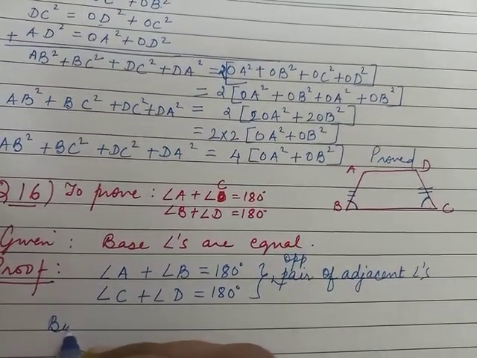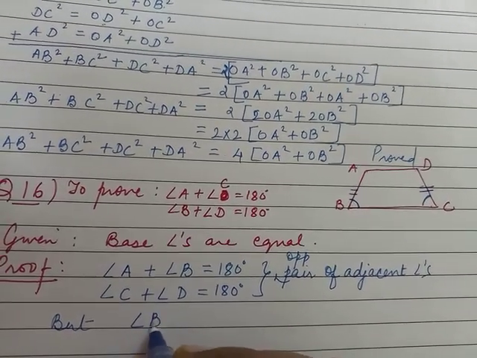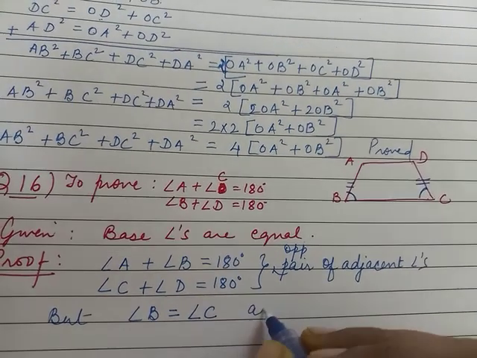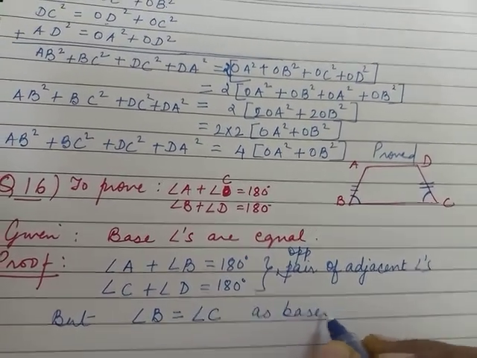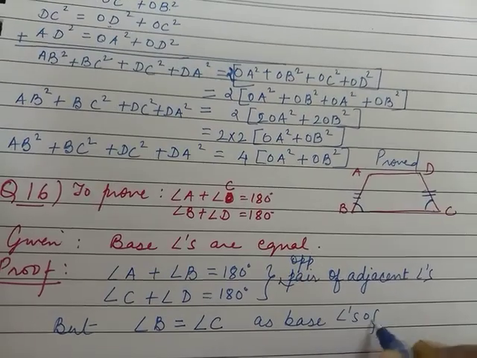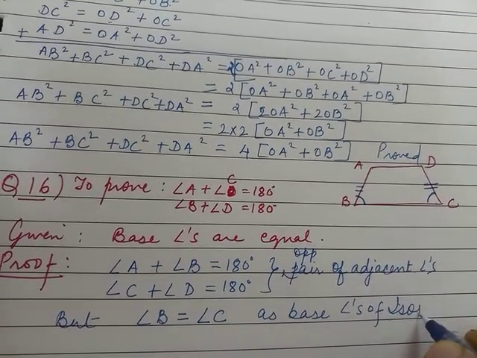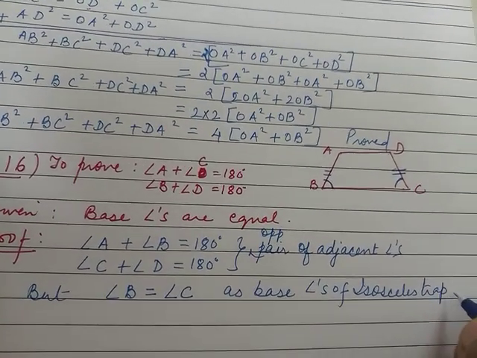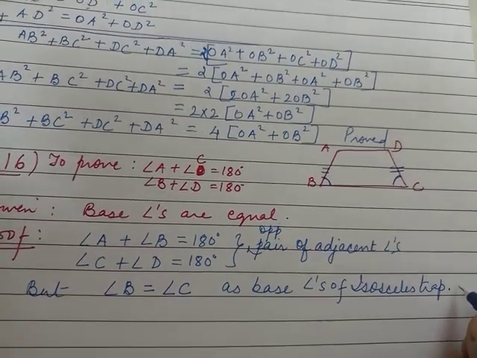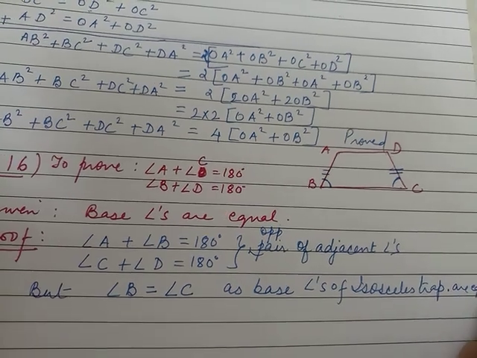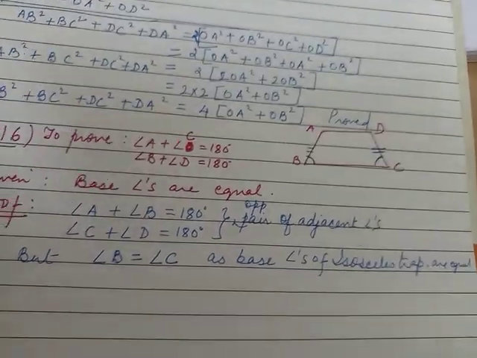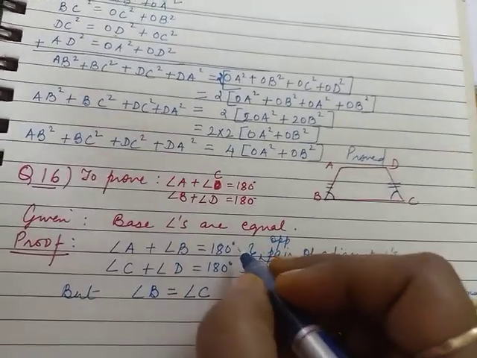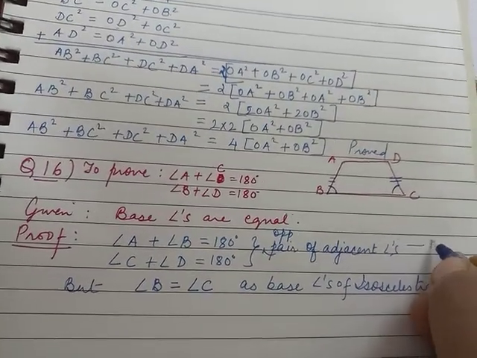But angle B is equal to angle C as base angles of isosceles trapezium, we can write in short, base angles are equal. Okay. So I named this equation 1.